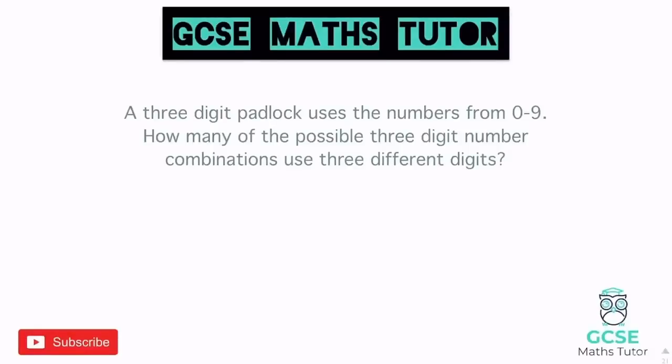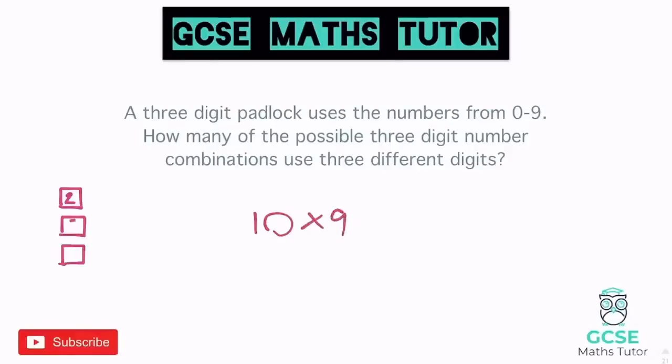Okay, so this one's slightly different. A 3-digit padlock uses the numbers from 0 to 9. How many of the possible 3-digit number combinations use 3 different digits, meaning we can't have any repeats here? So let's imagine on the first digit of this padlock, let's say we pick the number 2. Now in that first pick, we had the numbers from 0 to 9, including 0, so that would be 10 options that I had. But now that I've picked the number 2, I can't pick the number 2 again because there's no repeats. So I don't have 10 options now, I only have 9 options.